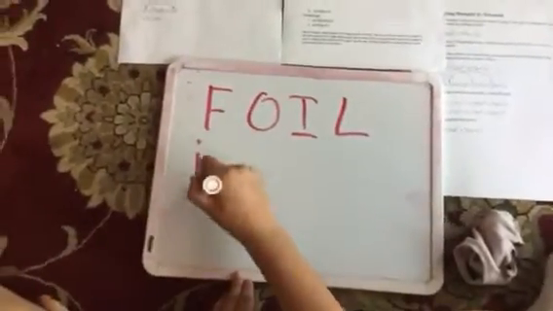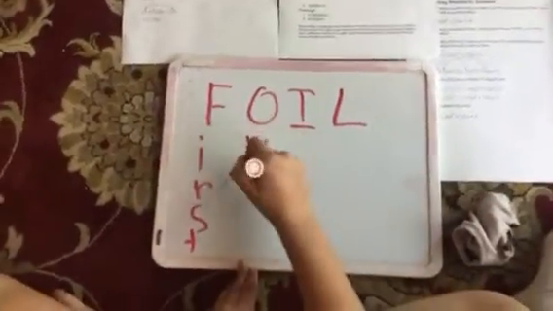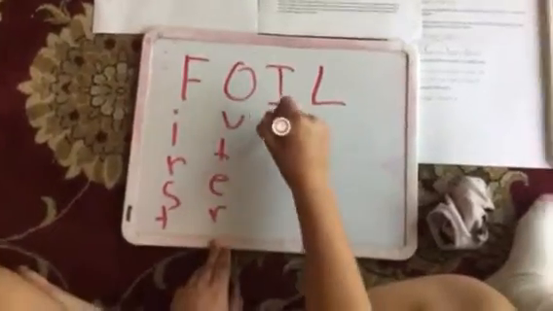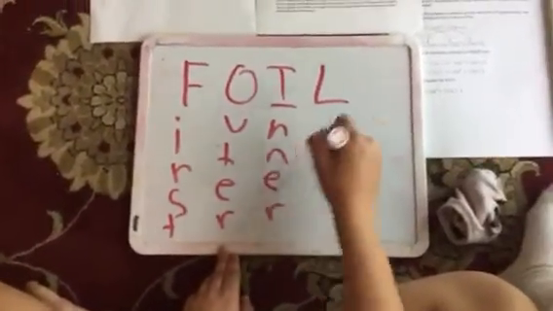What is FOILing? FOILing is a process used to multiply binomials and trinomials. FOILing stands for first, outer, inner, and last.